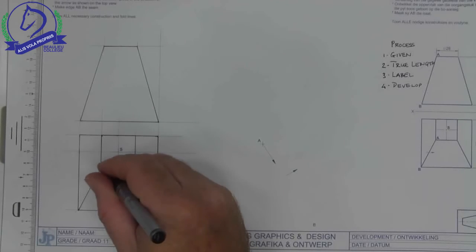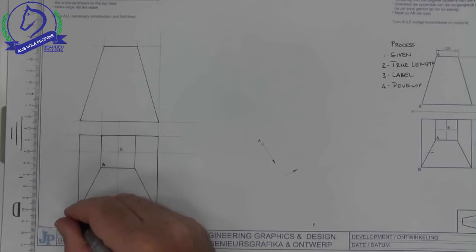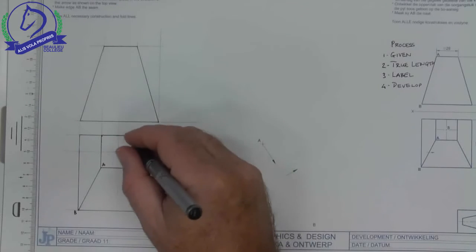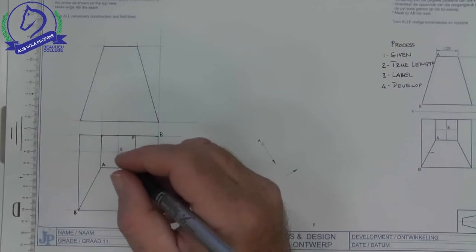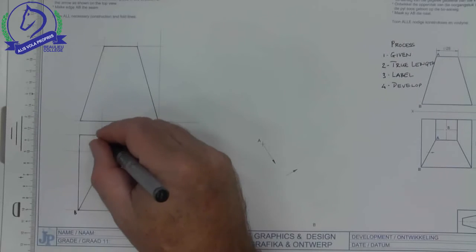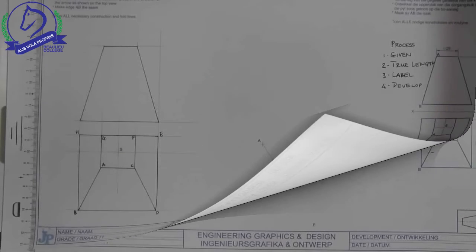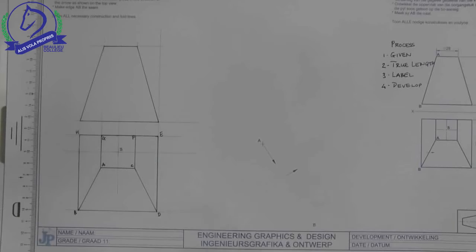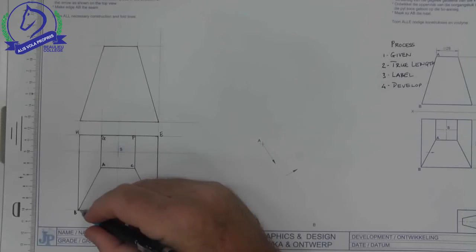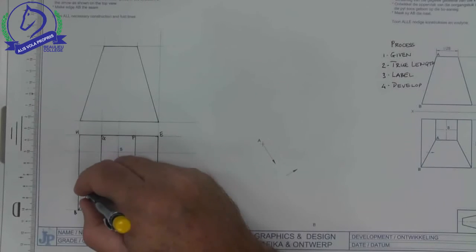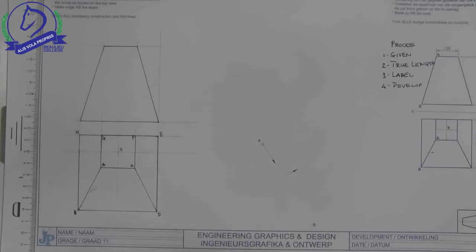So they have given us in our diagram here A, B, C, D, E, F, G, H as our corners. If I take a quick look at what I think I'm going to be seeing, AB isn't a horizontal line in my top view or a vertical line. So this is going to be our first true length calculation.